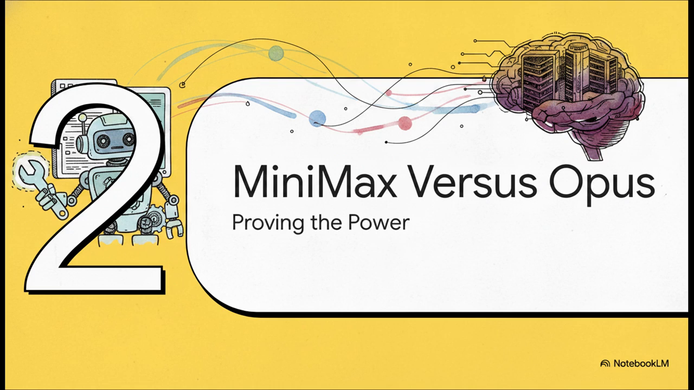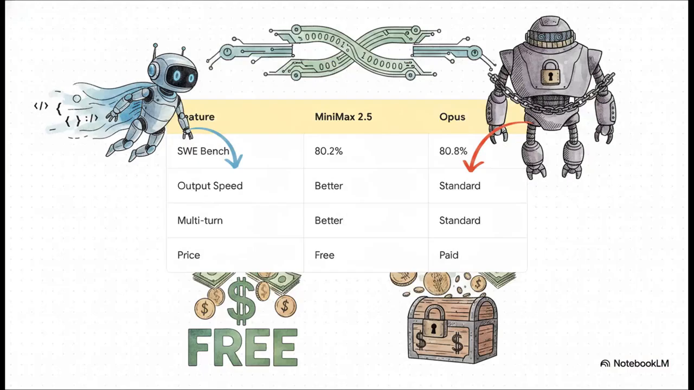Moving on to Section 2, MiniMax versus Opus, proving the power. Let's actually meet this free engine and see if it can keep up with the premium alternatives. We're comparing our free model, MiniMax 2.5, directly against the premium Opus model. Just look at that SWE bench score. That's the software engineering benchmark for those keeping track.